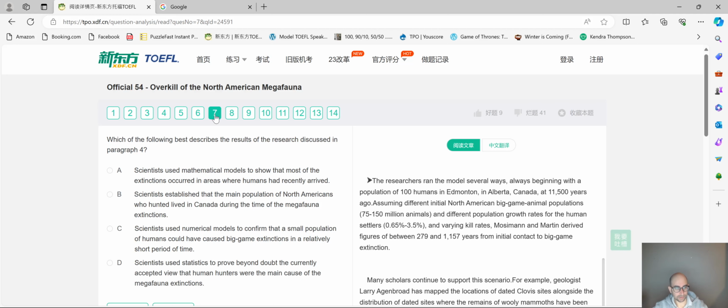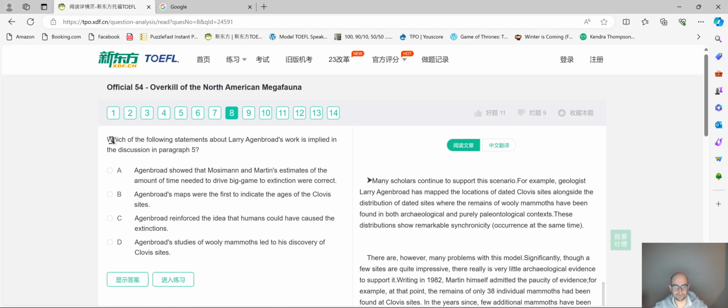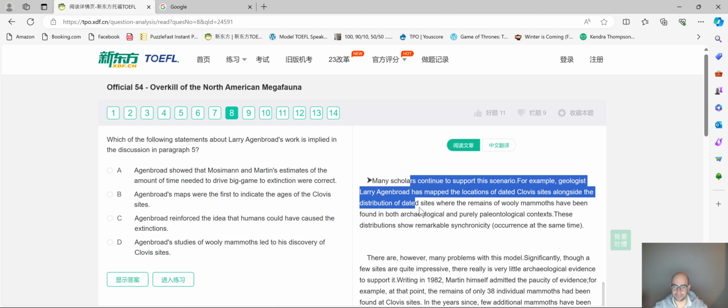Which of the following statements about Larry Agenbroad's work is implied in the discussion in paragraph 5? So remember, step 1, you need to know whether this is an inference question. How do we know that? By identifying the magical words: imply, infer, suggest. Here we have implied, so we know for sure we're dealing with an inference question. Step 2, do you guys remember? What is the subject here? Larry Agenbroad's work. So you want to scan that in the text.